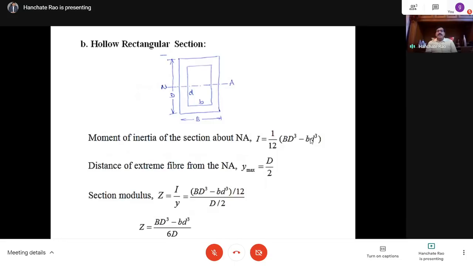So Y max is again capital D by 2 now. You can see here it is capital D by 2. The total depth is D. So the extreme fiber distance is D by 2 from the neutral axis.